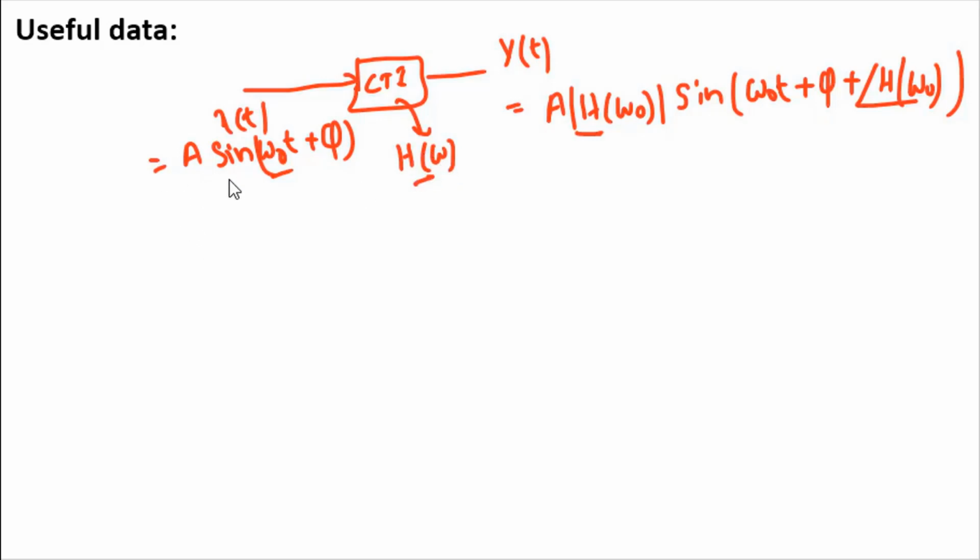Now if you take the cosine here, then the output becomes cosine. So this is the useful data for this question.